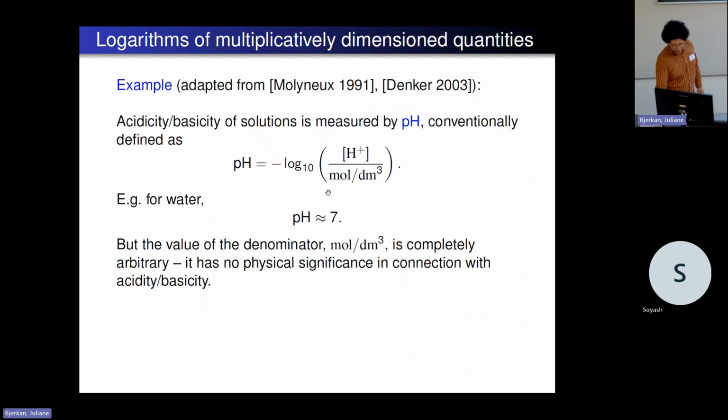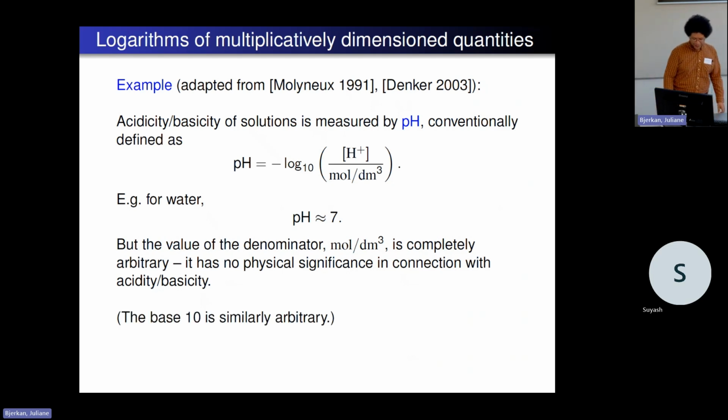But here's the thing. The value of this denominator, moles per decimeter cubed, is completely arbitrary. As far as I'm aware, it has no physical significance in connection with acidity or basicity. So this is a kind of redundant overcomplication. And similarly, I also think that this base 10 is arbitrary, although perhaps it's connected with why I think the P stands for percent. But from a physical point of view, this base 10 is arbitrary. We use 10 because we count in 10, because we have 10 fingers, but that's got nothing to do with acidity or basicity of solutions.